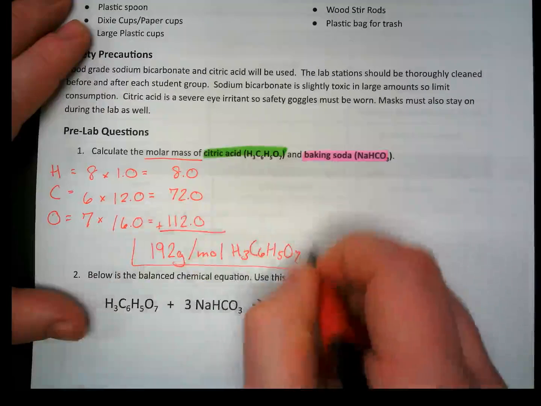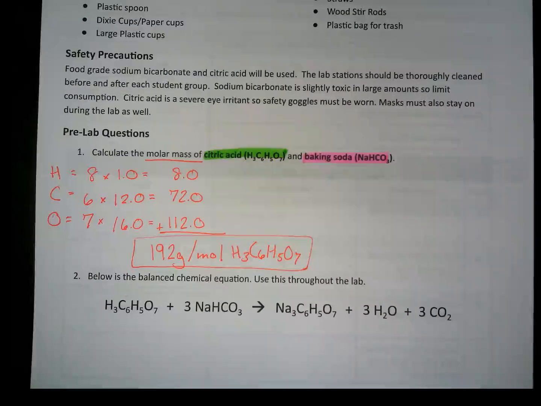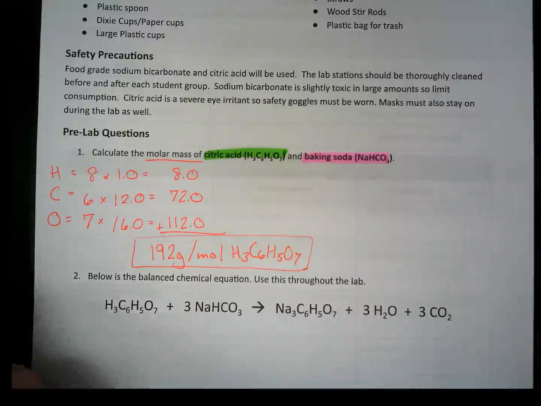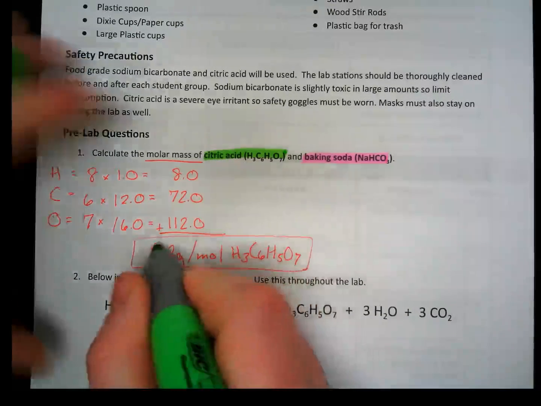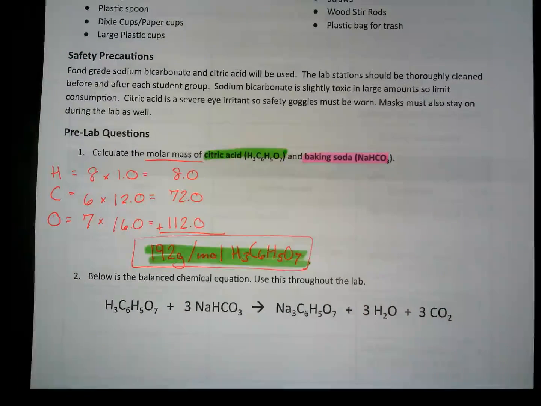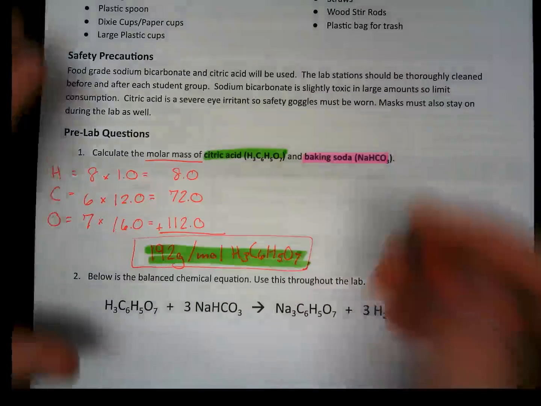H3C6H5O7. Okay, we got the molar mass of our citric acid. Okay, here's our molar mass of the citric acid. Okay, so we've got that. Now let's get the baking soda.